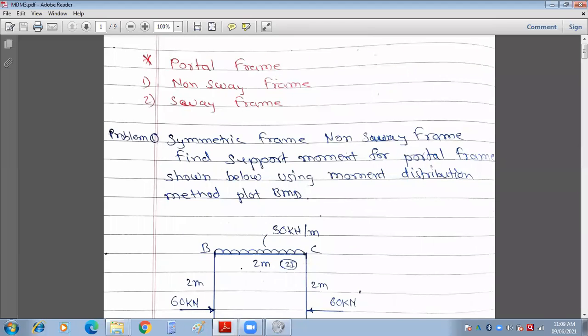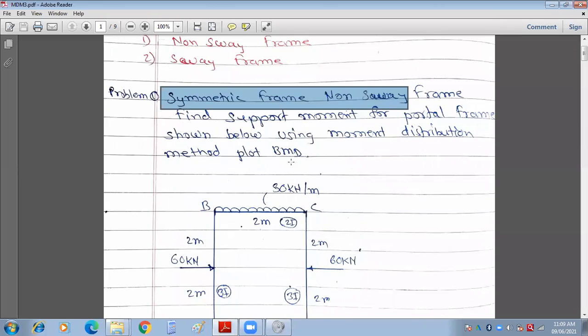Now the portal frames are classified into non-sway frame and sway frame. Out of this, let us discuss about the symmetrical non-sway type of frame. Find the support moment for the portal frame as shown in the figure using moment distribution method and plot the bending moment diagram.